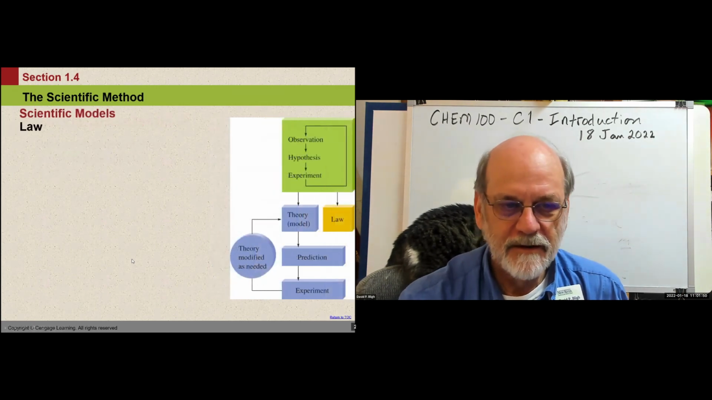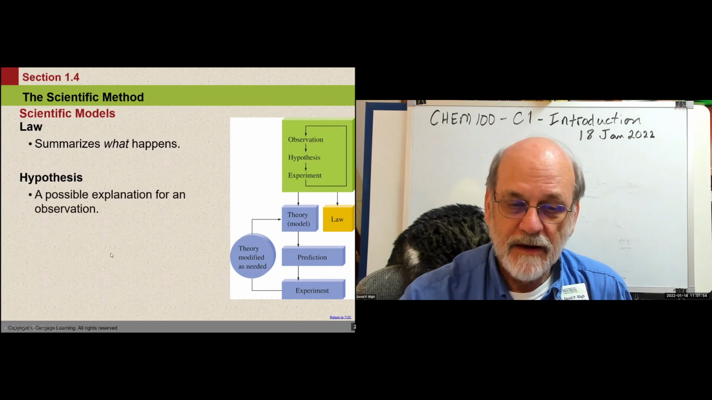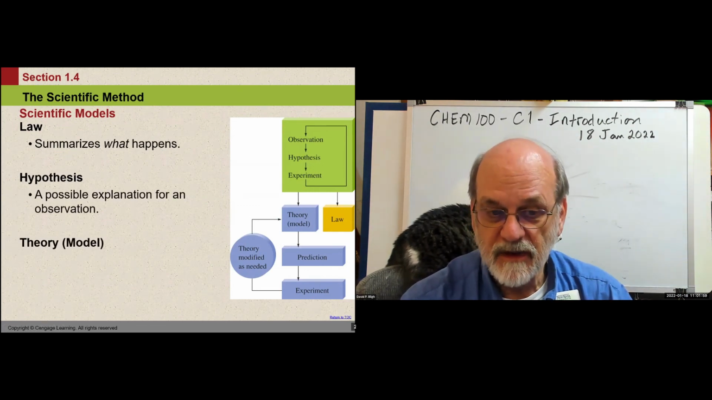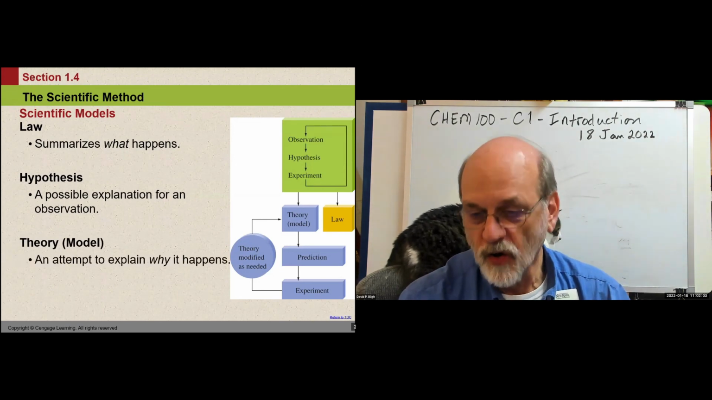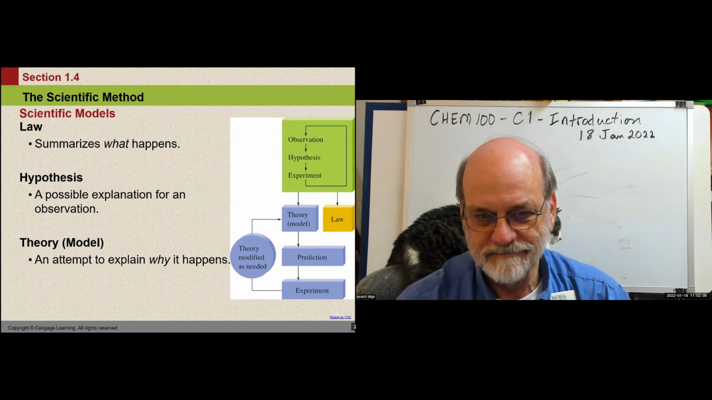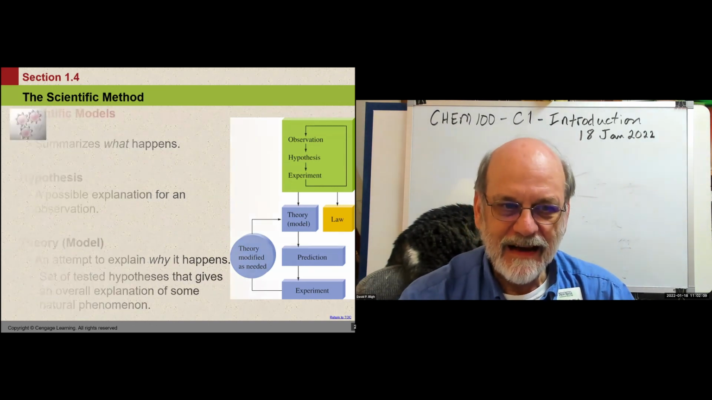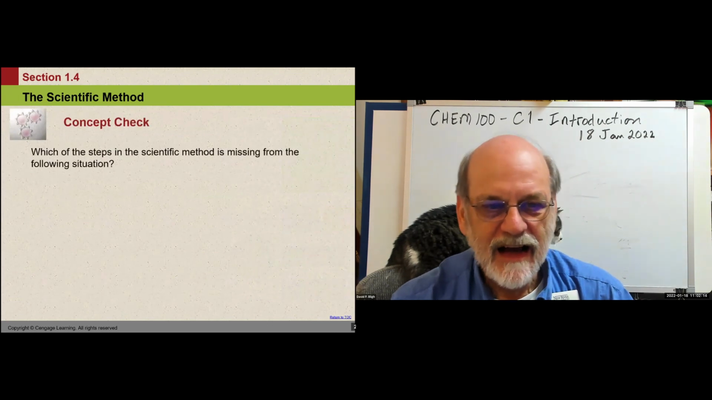All right. So the law summarizes what happens. A hypothesis is a possible explanation for an observation. And a theory, including its model, is an attempt to explain why it happens.